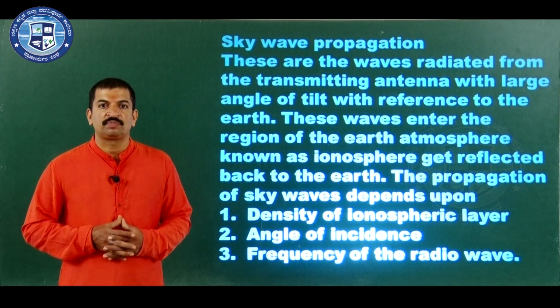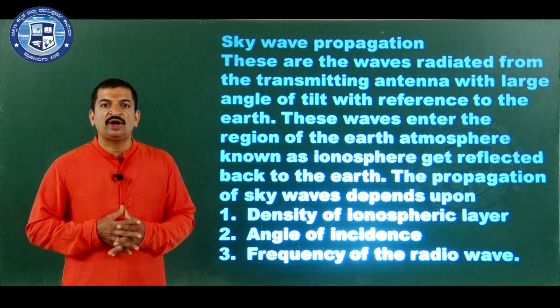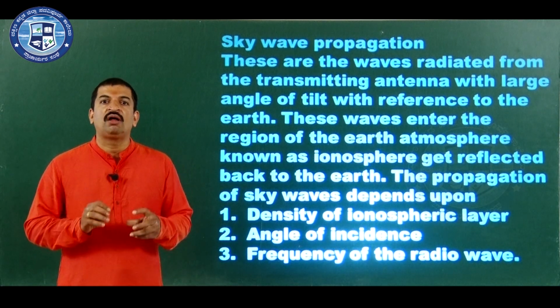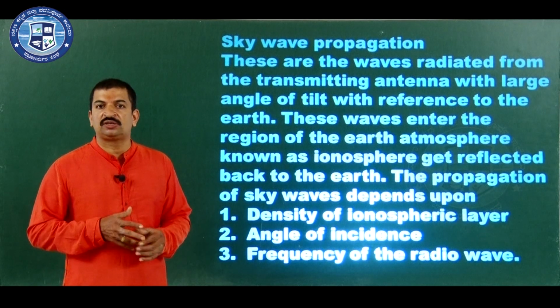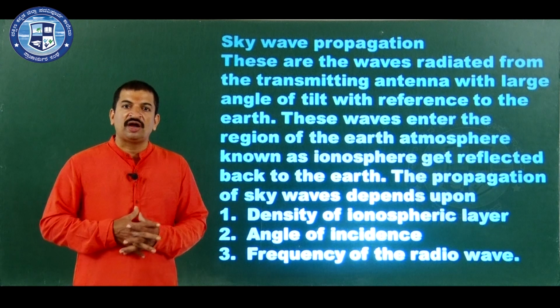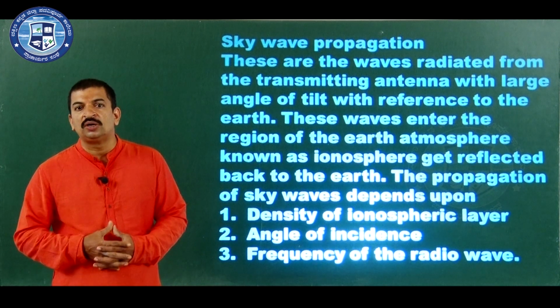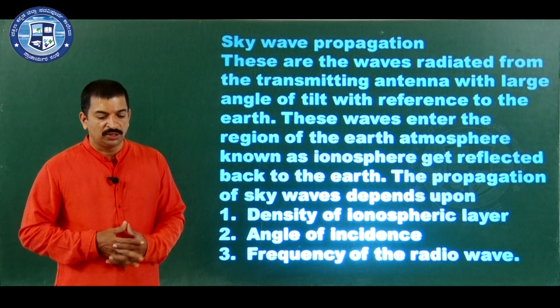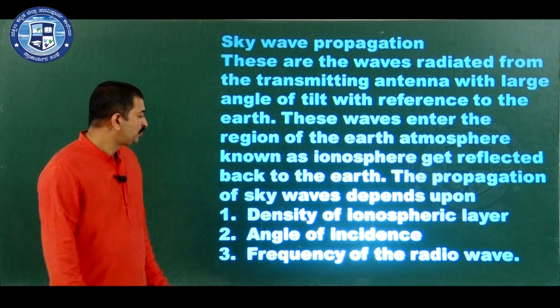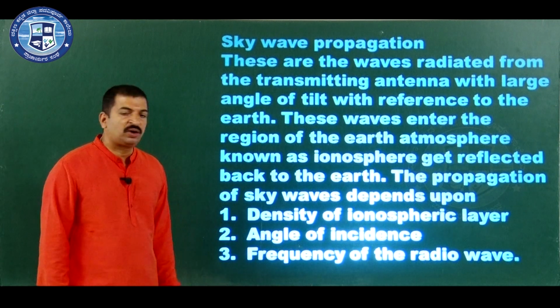Now, at night, the density of the ionospheric layer decreases due to the recombination of gas ions into molecules. One of the advantages of this ionospheric layer is that it helps us to transmit the signal to a long distance. So, the propagation of the sky wave depends upon three important factors.